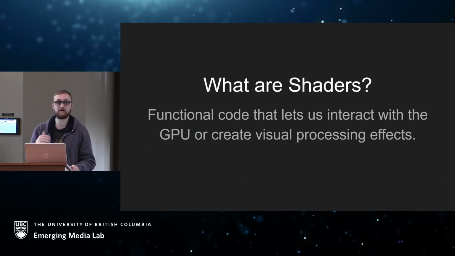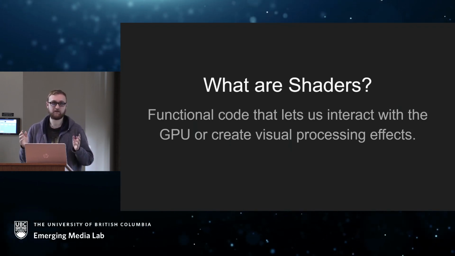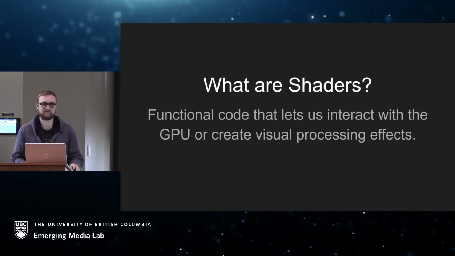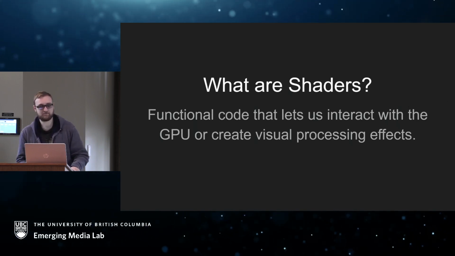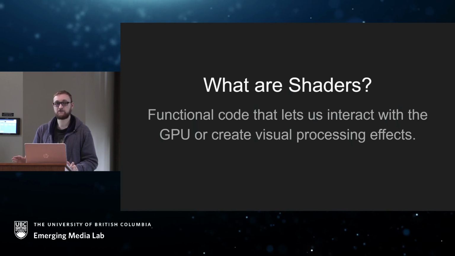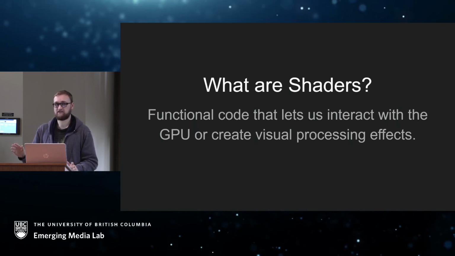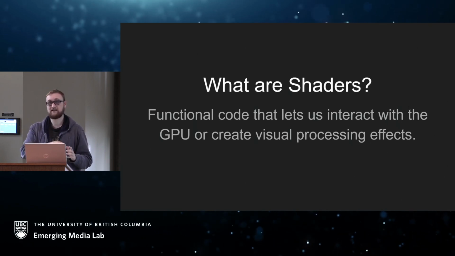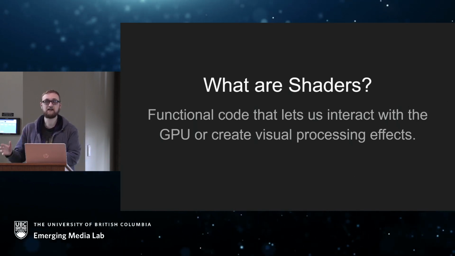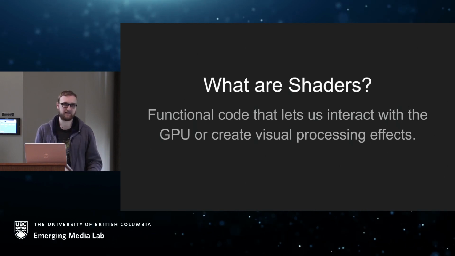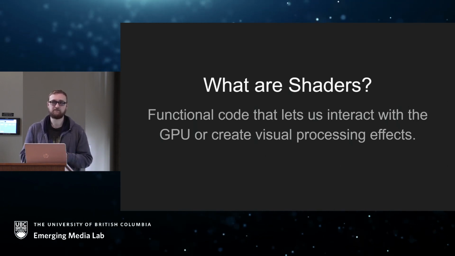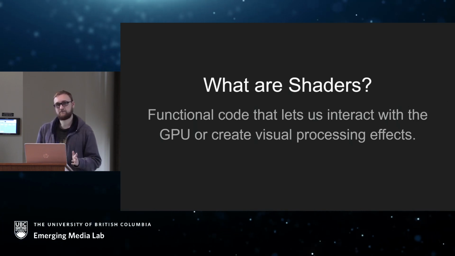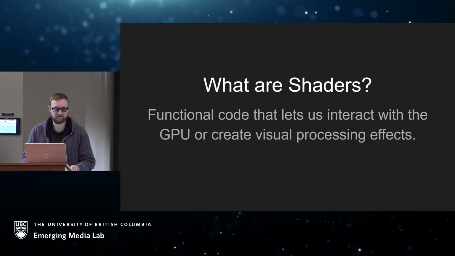So you might be familiar, you might have used them before, but in general, a definition that captures all of them would be that it's functional code that lets us interact with the GPU or create visual processing effects. That is the main function of shaders, at least in Unity. This kind of code could have different names in other applications, like visual accelerators, but specifically for this presentation, we'll call them shaders.